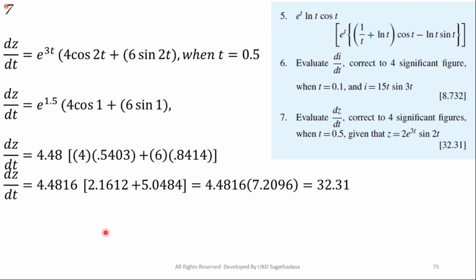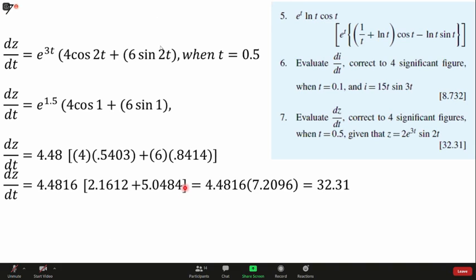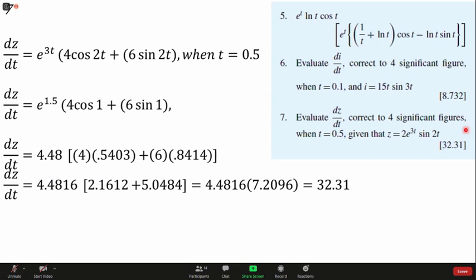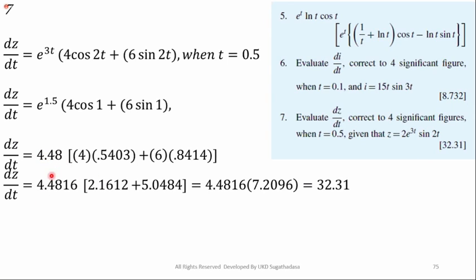Next line, just simplify using the calculator, right? Finally you get this. I use 4 decimal places, more accurately, because otherwise you won't get this answer. Remember, I take 4.48 to 4 decimal places; each value to 4 decimal places. Then simplify, and you get 32.31. See, you get the correct answer. This time the textbook's answer is also correct; if you do it, you can check. This is how simple it is. Just leave it a few minutes if you want to note it down.